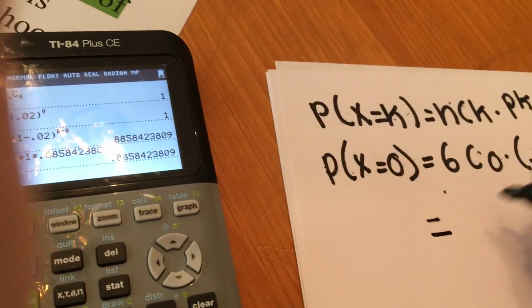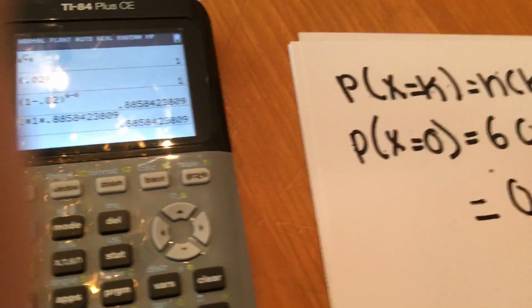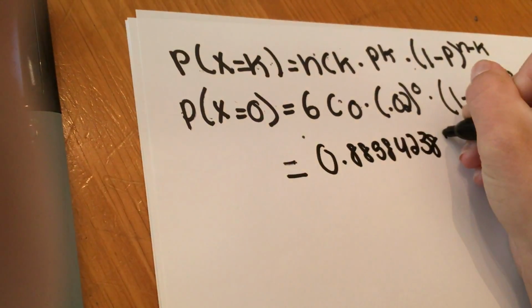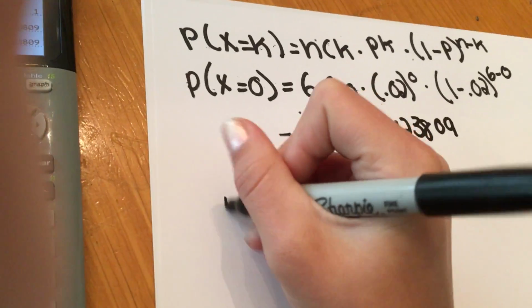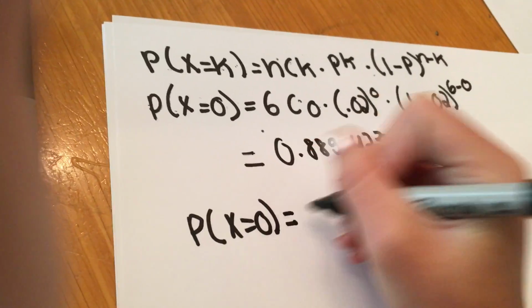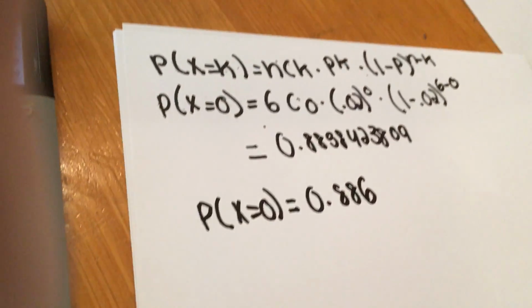So your final answer would be 0.8858423809. And typically they want you to round to the nearest thousandth. So the probability P(X = 0) would be 0.886. And that's all we have to do for this problem.